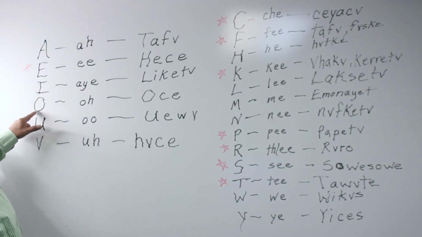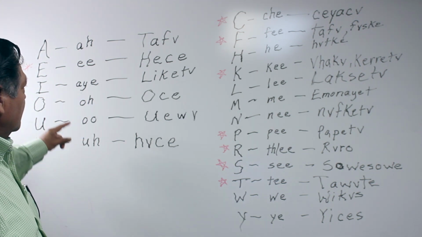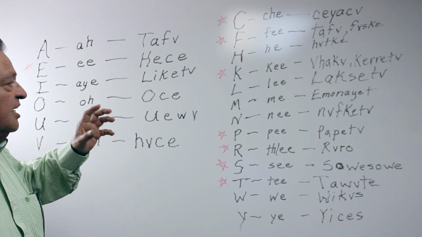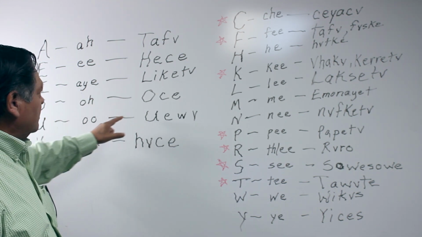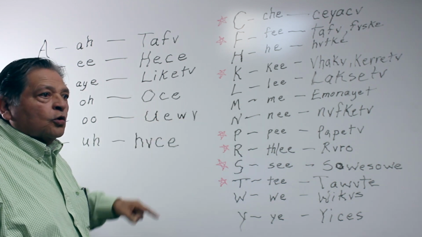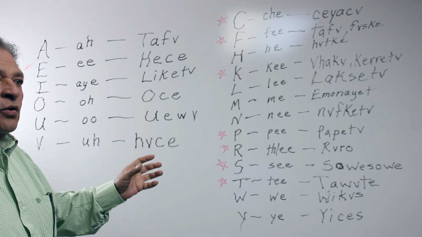The next vowel is O. And it sounds just like the English alphabet, O. And all the words in the Muscogee language that you'll see with that character will make the sound O. In this example, we use the word oji, which means hickory nut, or even a pecan.